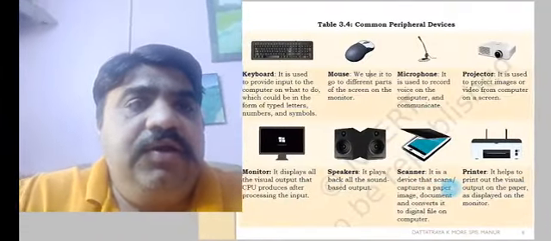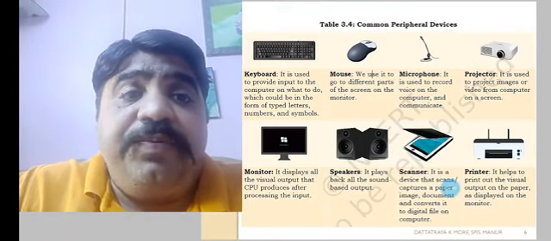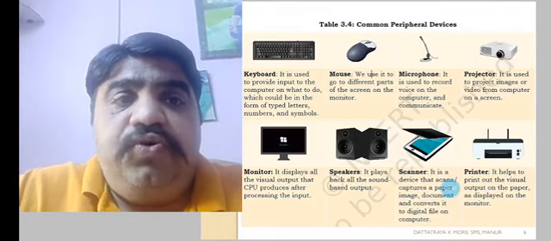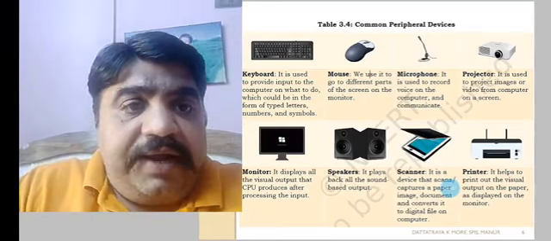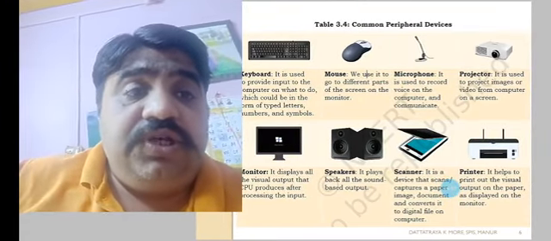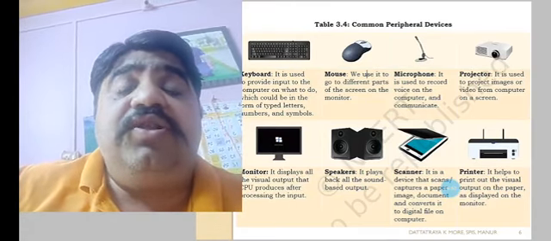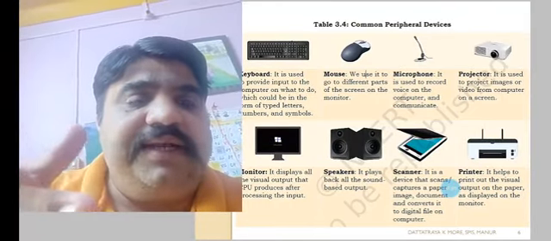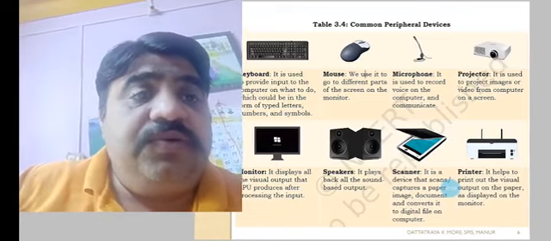Let's move ahead. Some common peripheral devices: the keyboard is used to provide input to the computer on what to do, which could be in the form of typed letters, numbers and symbols. Second is the very popular mouse. We use it to go to different parts of the screen on the monitor. We can easily move any file, select anything, open it. Many things can be done, playing games also.